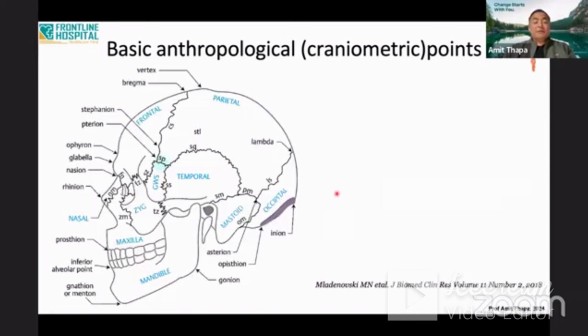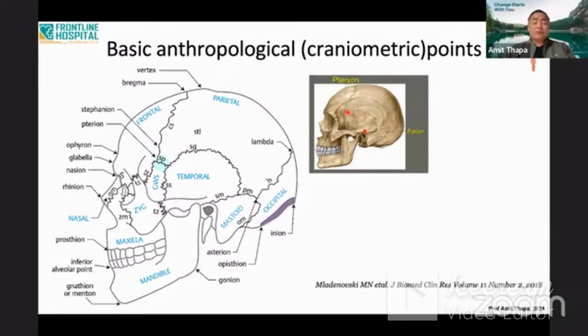Besides this, there may be other points like the glabella, which we've already talked about. Then there can be the opisthion. Unlike the opisthocranion, which is the most posterior protuberance, the opisthion is the posterior margin of the foramen magnum, whereas the anterior point of the foramen magnum is known as the basion. Then we have the gnathion, which is the menton, and then the gonion, which is the tip of the angle between the ramus and the body of the mandible.